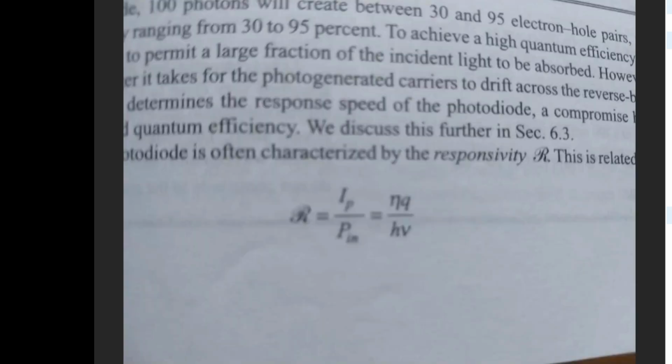So this is a very simple equation where R equals IP by P in. IP is the photo current which gets generated, divided by P in, where capital R is the responsivity of the photodiode, which is exactly equal to your efficiency: the q electron part, the h part, and the nu part, that is your frequency and the Planck's constant, and q is the electron charge and eta is the efficiency.